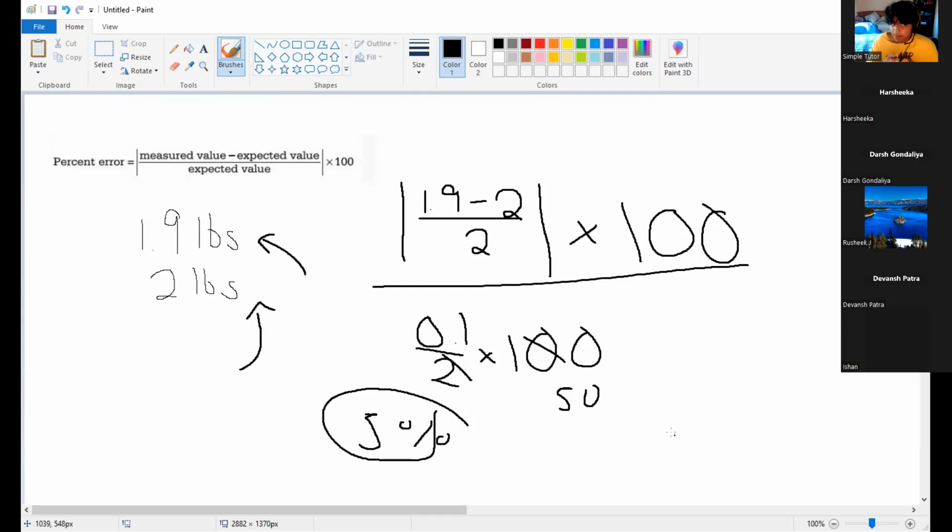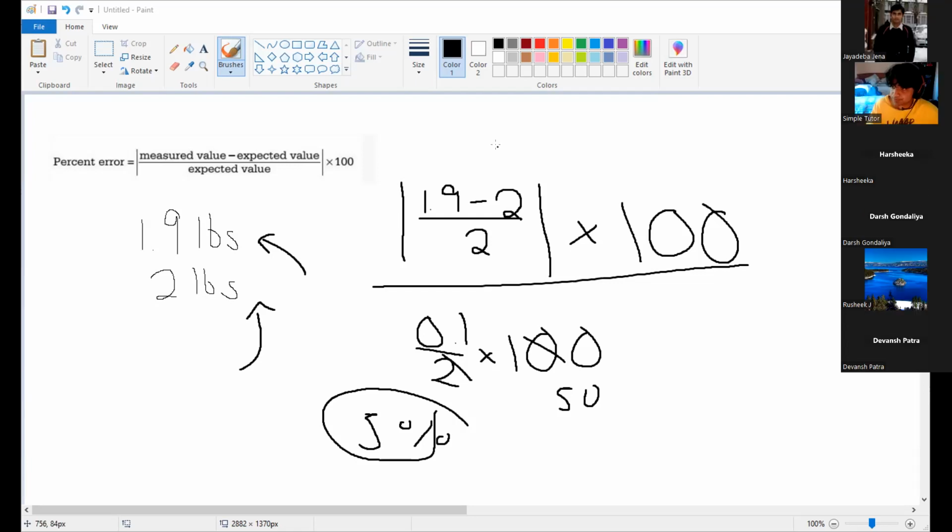Now, based on what your percentage error is, you're going to have to make a judgment call if this value is accurate enough to use. There isn't really a set percentage that a measurement can vary by, but based on the quantity and size of the value, you sort of have to come up with an idea. Is this measurement usable? Is it not usable?